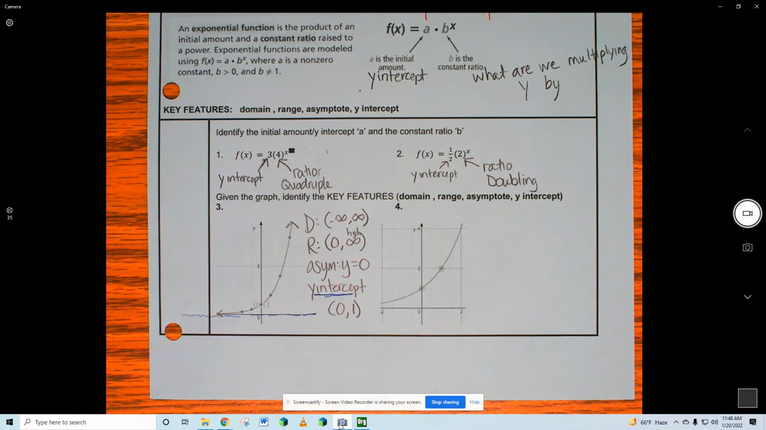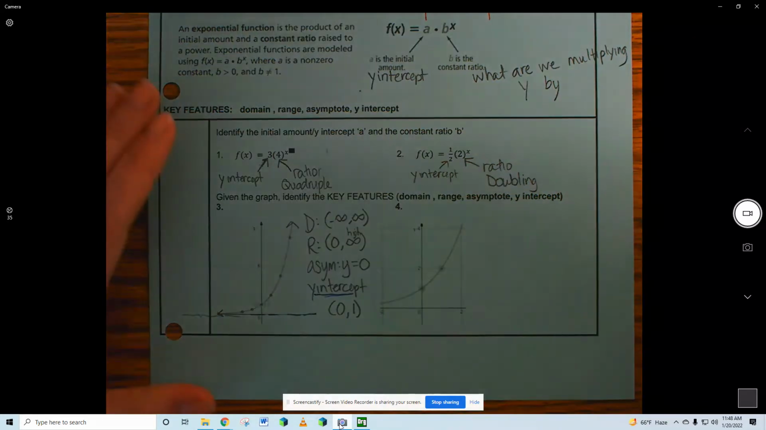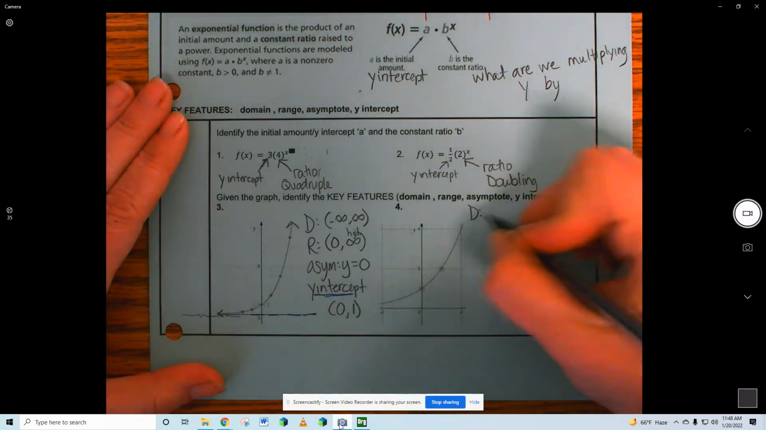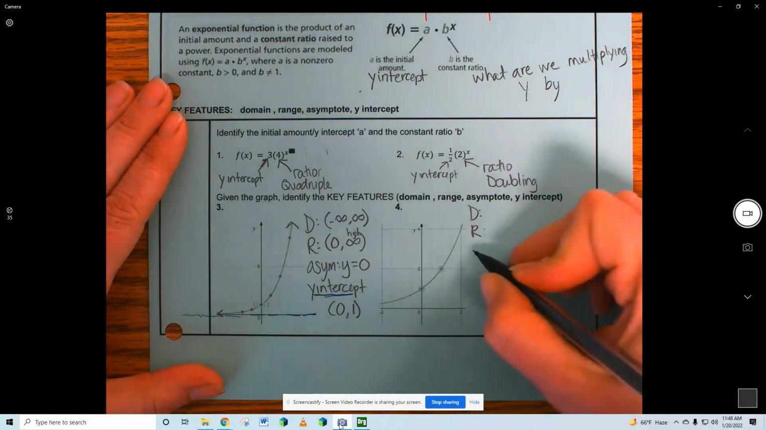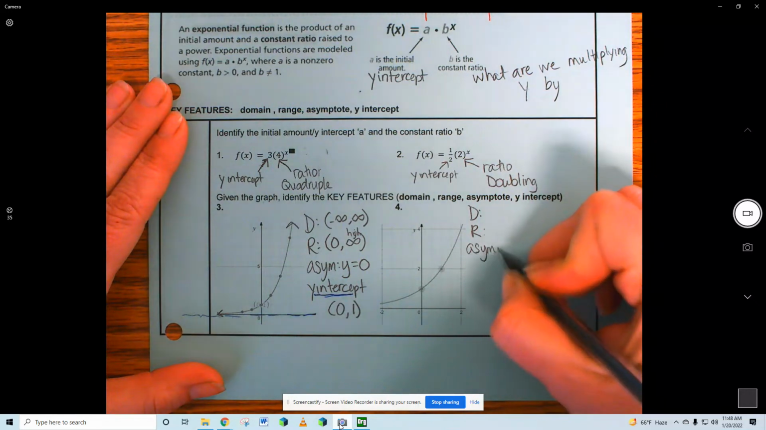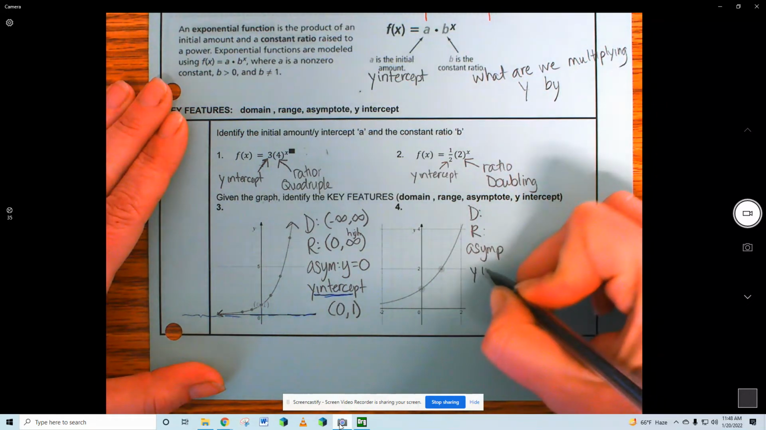Question? So if the y-intercept was (0, 2), would the asymptote be y equals 1? Yep. If the y-intercept was 2, my asymptote would be 1. Domain, range, asymptote, y-intercept.